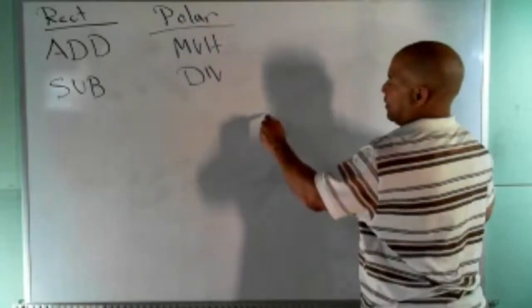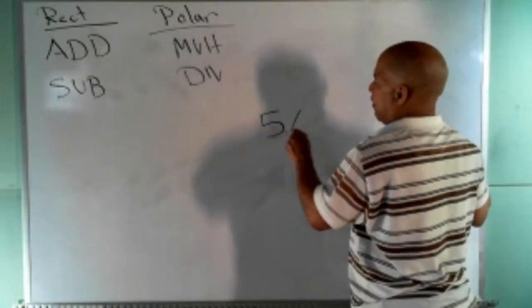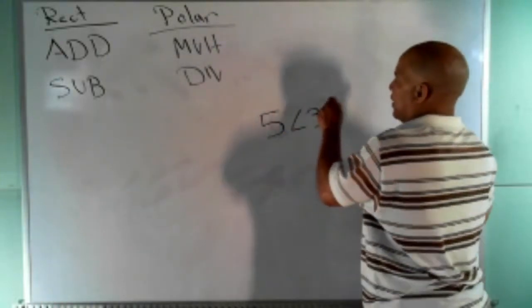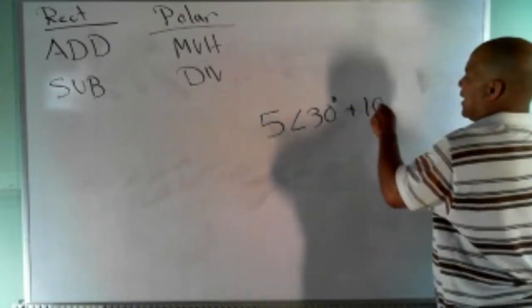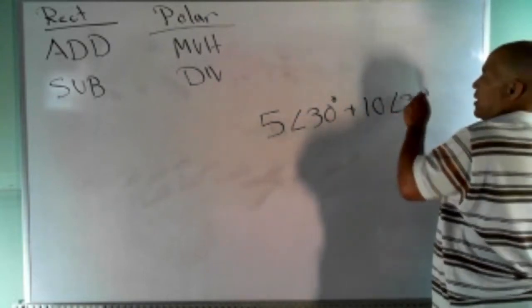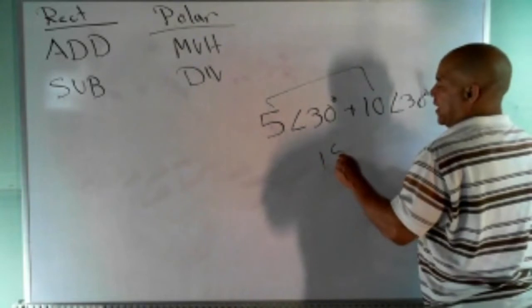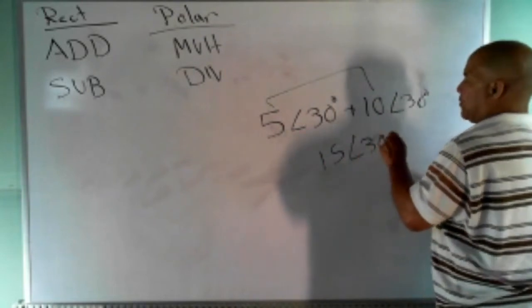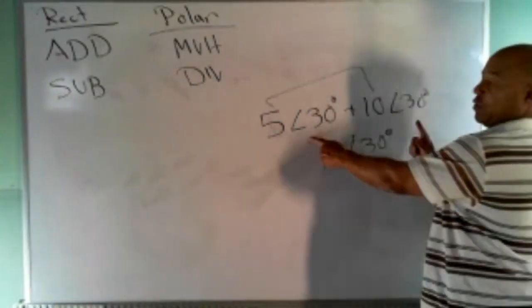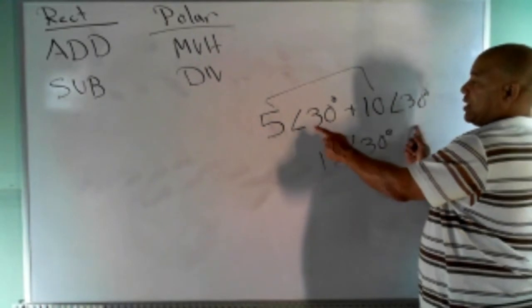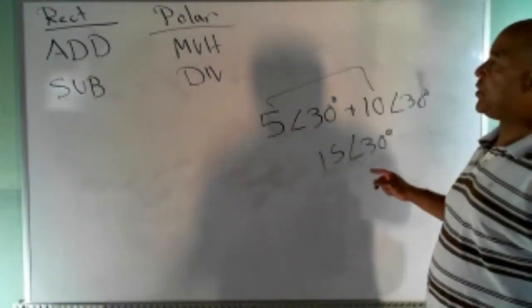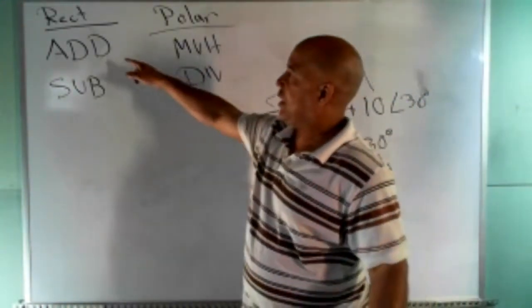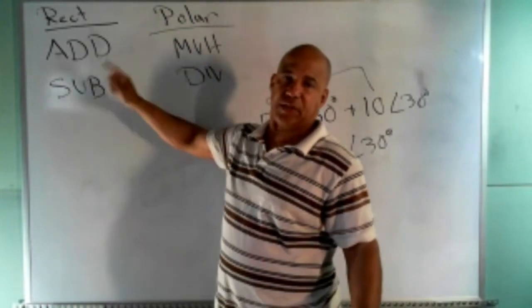If I had 5 at an angle of 30 degrees plus 10 at an angle of 30 degrees, I can just add these two and get 15 at an angle of 30 degrees. But that only works because my angles are the same. Usually these will be different, and if they are different, it's hard to add that way. What you have to do is put it in rectangular form and do your addition or subtraction.